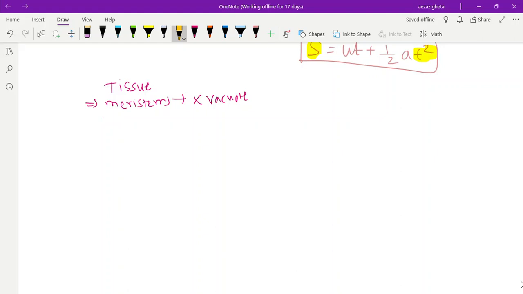You know that there are different types of meristems, like apical, lateral, intercalary. So you should know about their locations, where they are located. Then you should know about simple permanent tissue like parenchyma, collenchyma, sclerenchyma. In those, you should know their locations and functions, where they are located.